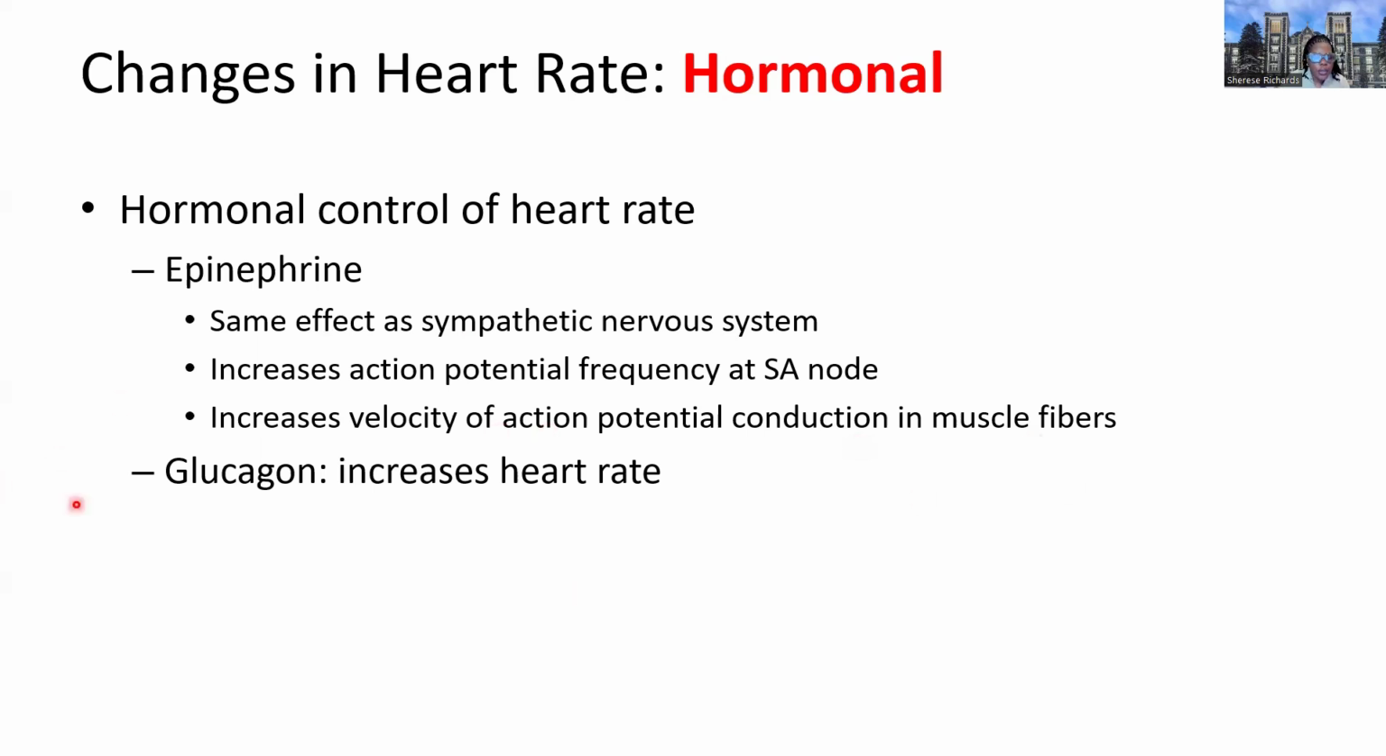And then glucagon, which is another hormone, can also play a role to increase the heart rate. We sort of looked at this when we talked about the fed and fasted state in the endocrine system. So glucagon can also put the body in this fight or flight state and increase the heart rate as well, right? The hormone of the fasted state.